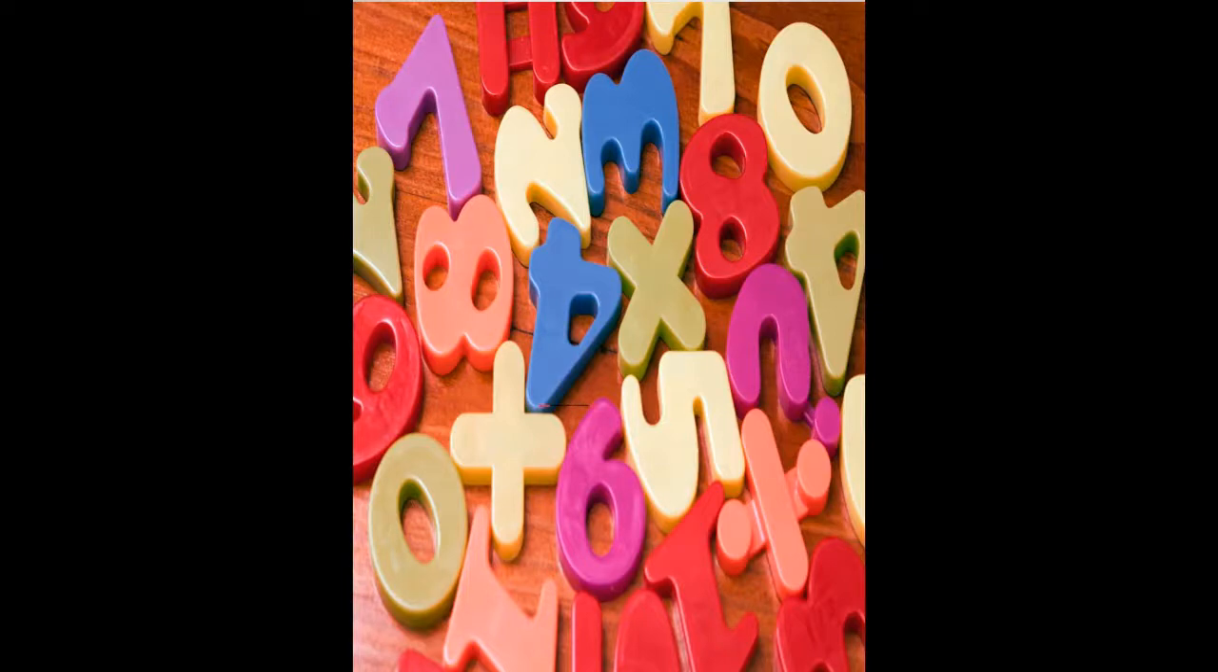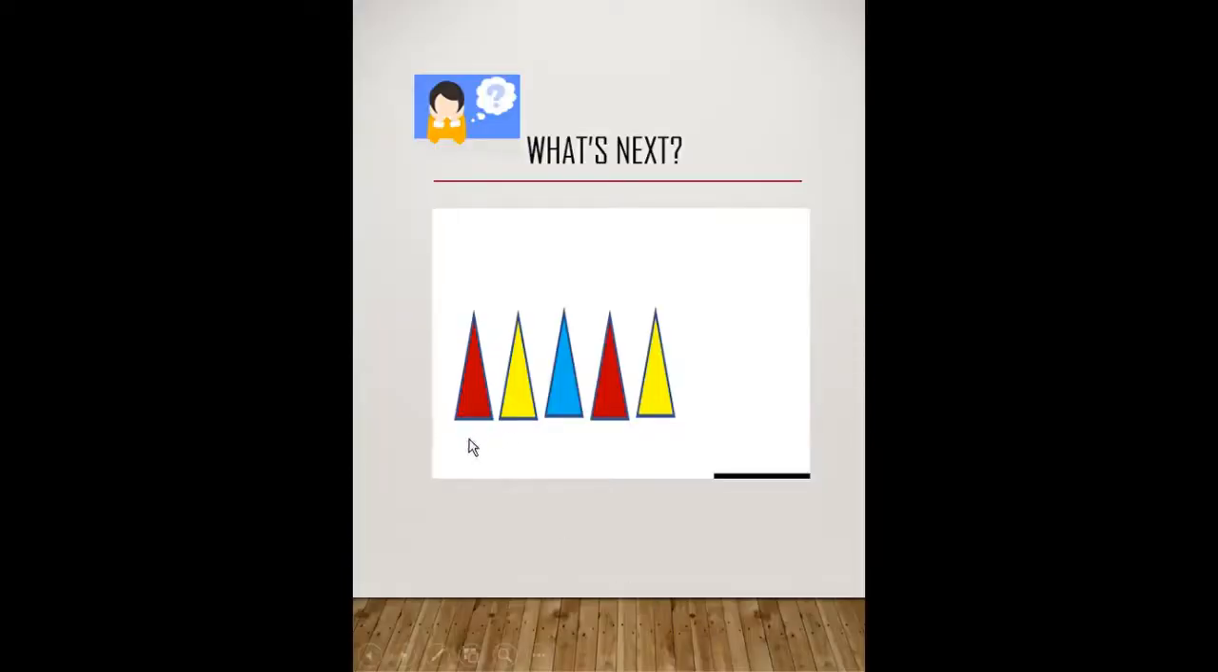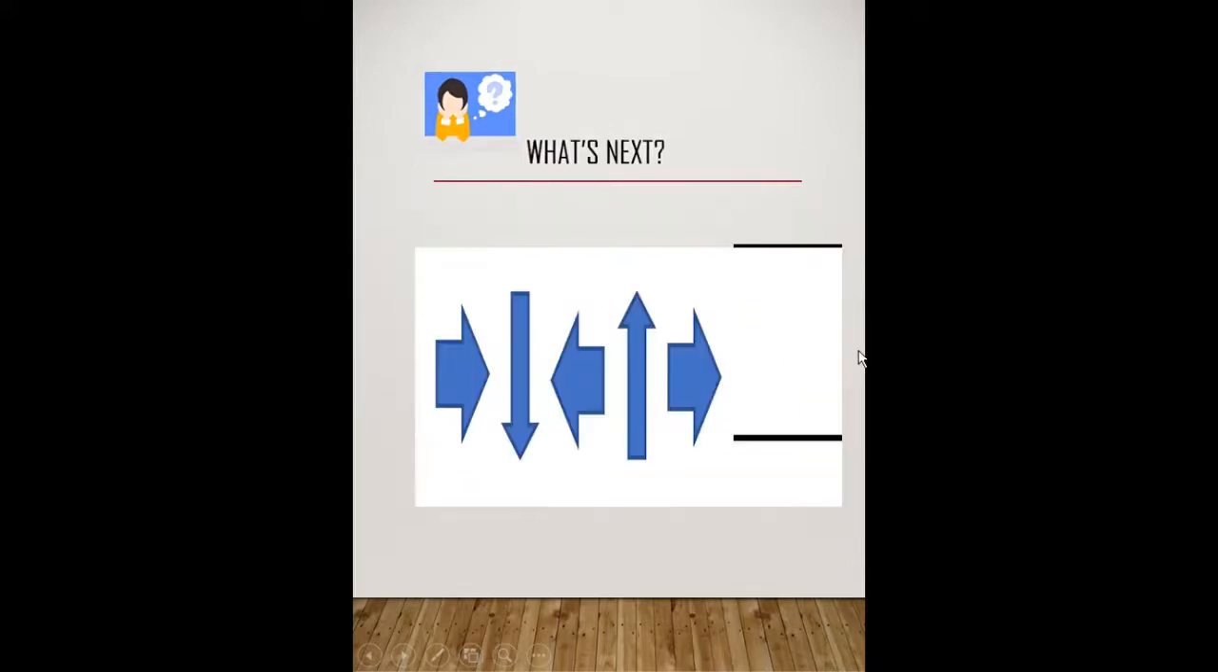What's next? Given a figure: a red triangle, a yellow triangle, a blue triangle, a red triangle, followed by a yellow triangle. What would be the next figure? Okay, very good. It is a blue triangle. Next, an arrow pointing to the right, an arrow pointing downward, an arrow pointing to the left, an arrow pointing upward, an arrow pointing to the right. What is the next figure? Very good. So that's an arrow pointing downward.